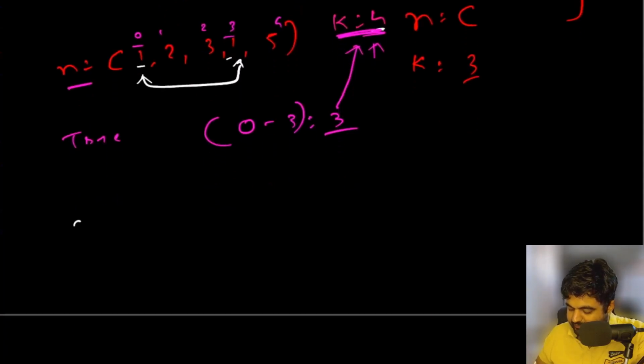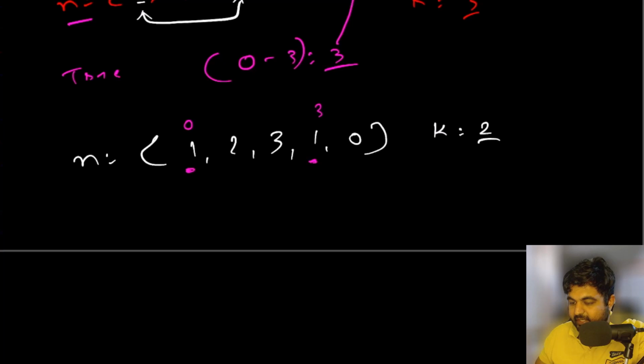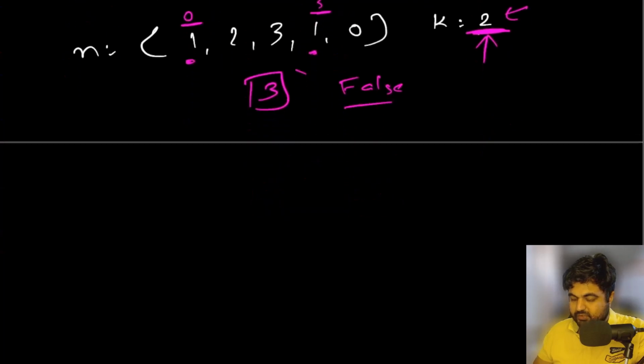Let's try to understand it with one more example. Suppose our given n is equal to 1, 2, 3, 1, 0, and our given k value is equal to 2. Again, same scenario: we have the same value at index position 0 and index position 3, but the current k value is 2. The difference between these indices is 3, while our given k is equal to 2, which means in this case we need to return false, because there do not exist any two duplicate values that are within two steps of each other. So this is the whole ask.